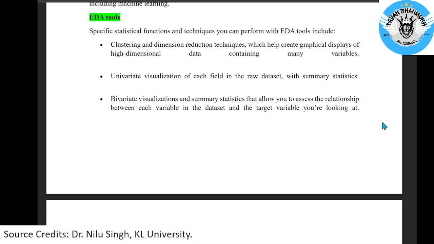Then bivariate visualizations and summary statistics allow you to assess the relationship between each variable in the dataset and the target variable you are looking at.